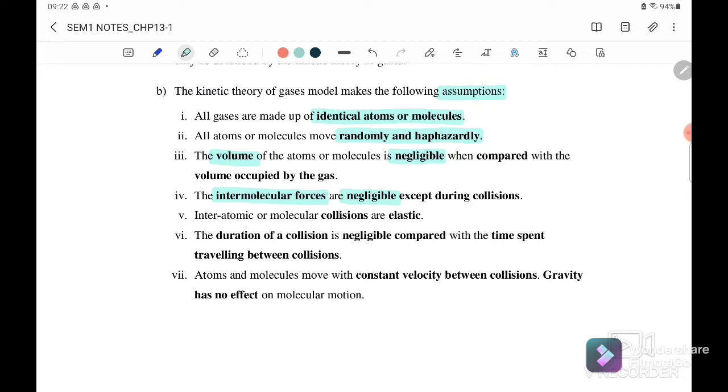Interatomic or molecular collisions are elastic, meaning that after the collision, they will move away. They will not stick together. The duration of the collision is negligible because it's very short. And atoms or molecules move with constant velocity between the collisions. Gravity has no effect on the molecular motion. So these are the assumptions that we need to know.